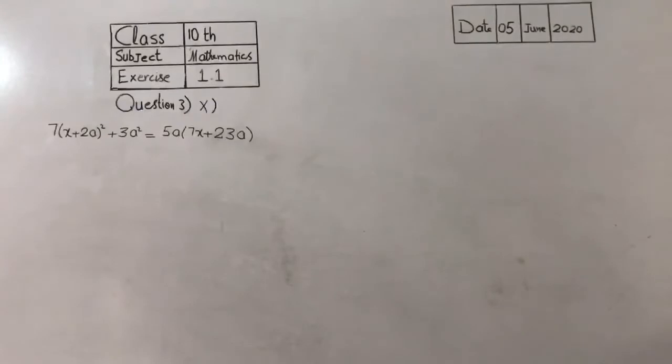Assalamu alaikum. Now we are solving part number 10 of question number 3, that is 7 into x plus 2a whole square plus 3a square is equal to 5a into 7x plus 23a. You can see it is not in the standard form. First of all, we solve it for the standard form.